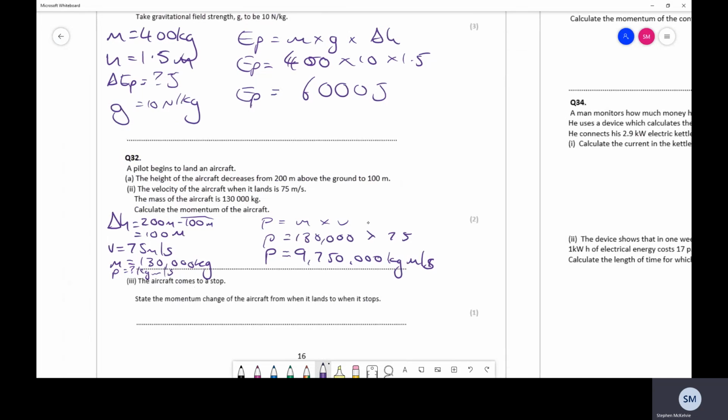And what's the momentum change? Well, it started off at that, and then when it stops, its velocity will be equal to 0. So if its momentum is equal to mass times velocity, and velocity is 0, it doesn't matter what the mass is, the momentum is always going to be equal to 0 as well. So what's the change? Well, it's gone from that big number to that little number, so it's just the exact same thing. 9,750,000 kilogram meters per second is the change.